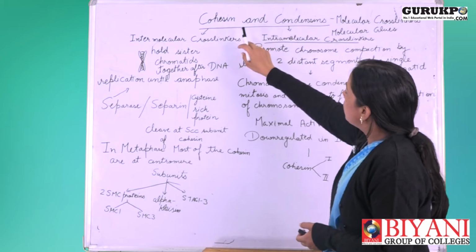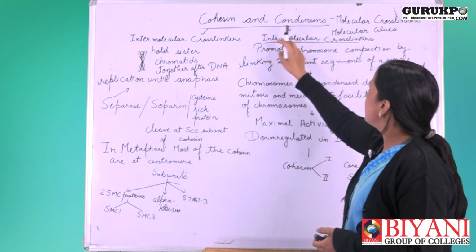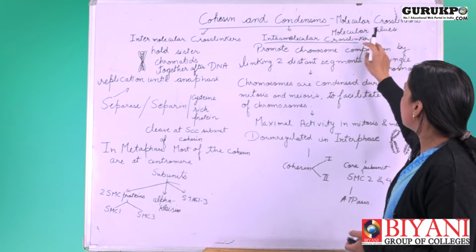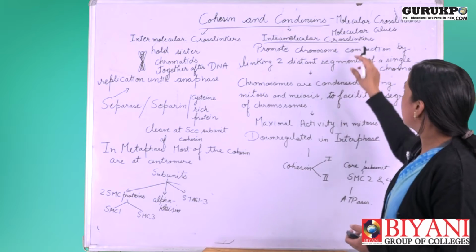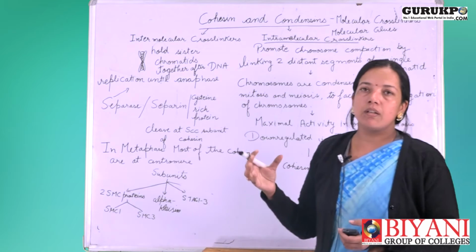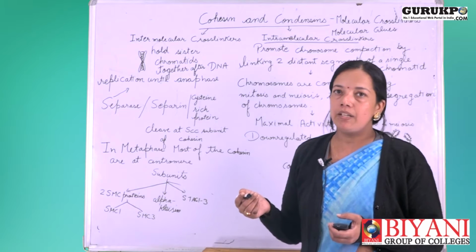Now we are going to discuss cohesins and condensins. Actually, what are cohesins and condensins? Cohesins and condensins are molecular cross linkers. We also call them molecular glues because they attach molecules together during the cell cycle and cell division.